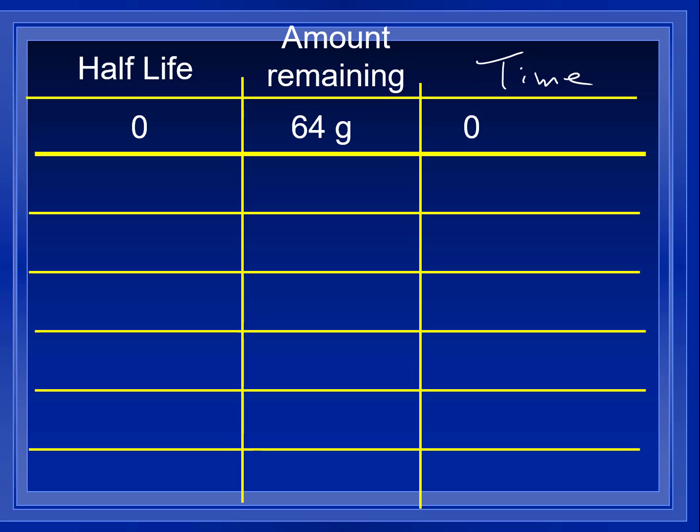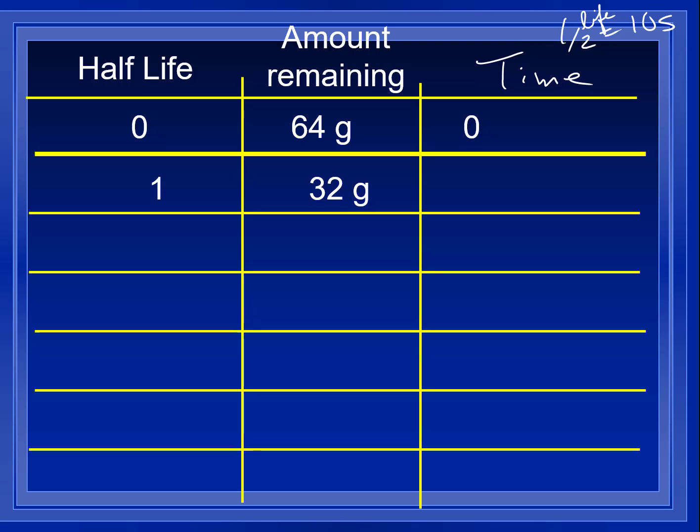So let's say I started off with 64 grams. If I start off with 64 grams and my half-life is 10 seconds. When I started, I hadn't gone any half-lives. I hadn't gone any time, so I still had all 64 grams left. So the next line, next row, I go 1 half-life. How much stuff is going to be left? Half of 64. So that's 32.